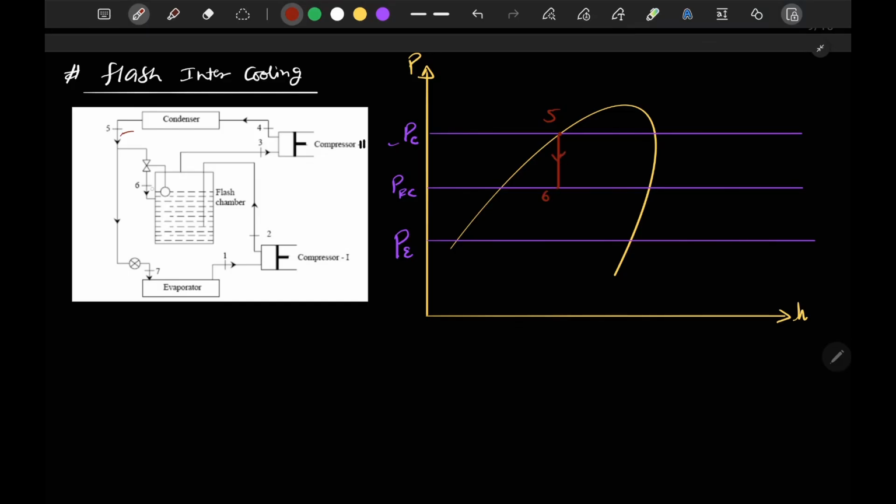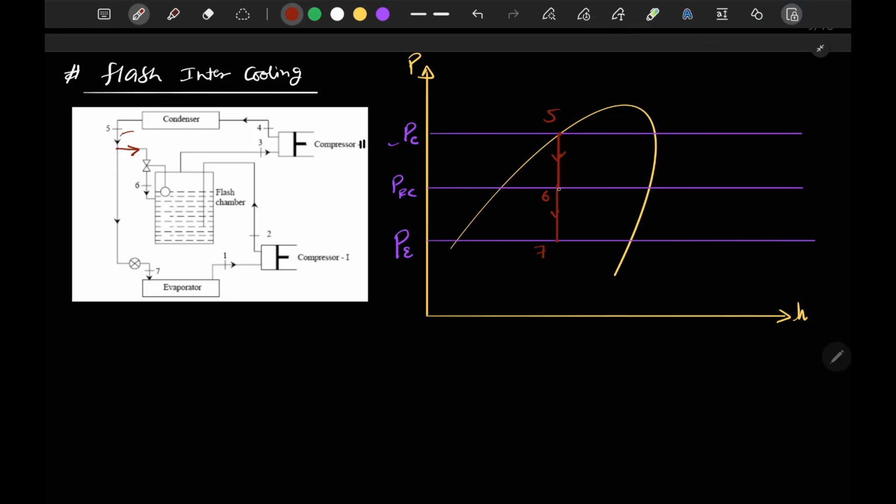Okay, we also know that one part is throttled to point number 6, and another part is throttled to point number 7. Okay, so this is our point number 7. Now it has reached your evaporator pressure. I hope you understood this point. Now a small mass fraction of our condenser exit is throttled initially, such that it reaches the flash chamber. Okay, and the rest is sent to our evaporator after throttling.